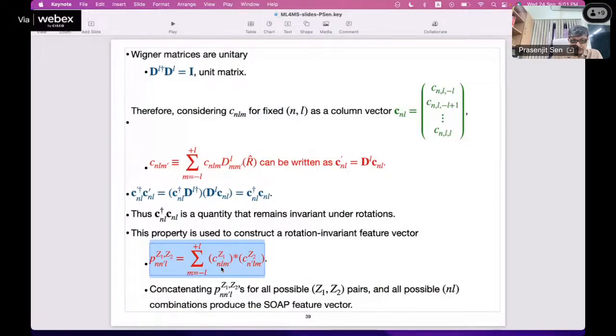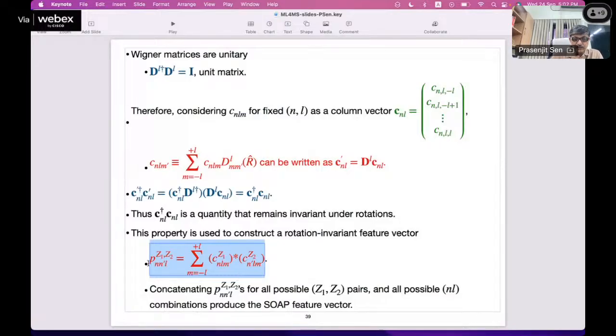So these are products. This star is supposed to mean the complex conjugate of this C Z1 n l m. So C Z1 n l m, complex conjugated, multiplying C n primed l m Z2, and you sum over m, and the quantity you get on the left is P. This, as we have shown, is rotationally invariant. Each of these C's is rotationally invariant. Therefore, this whole quantity is rotationally invariant.